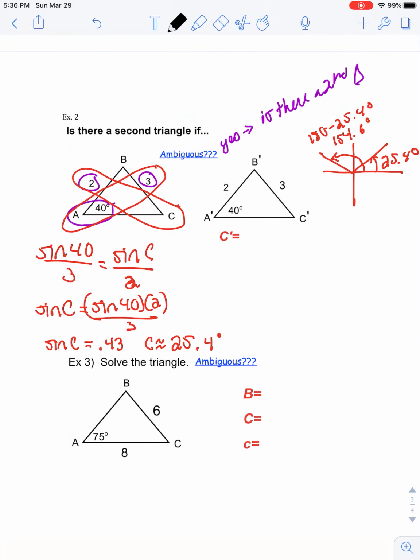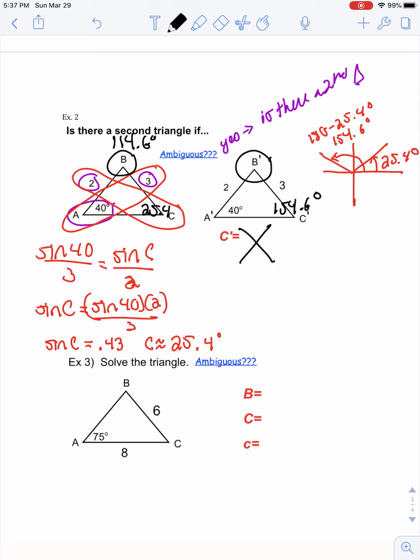Now pause and think about our second example. If you go back to the first problem, if angle C is 25.4, we could easily find angle B by subtracting from 180. 180 minus 40 minus 25.4 would give me 114.6. In my second case, if angle C was 154.6 degrees, would I be able to find angle B?